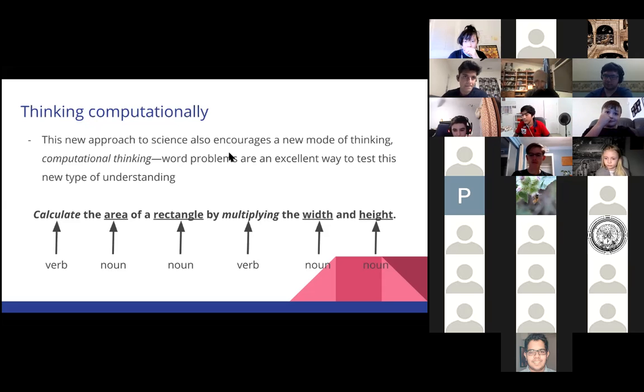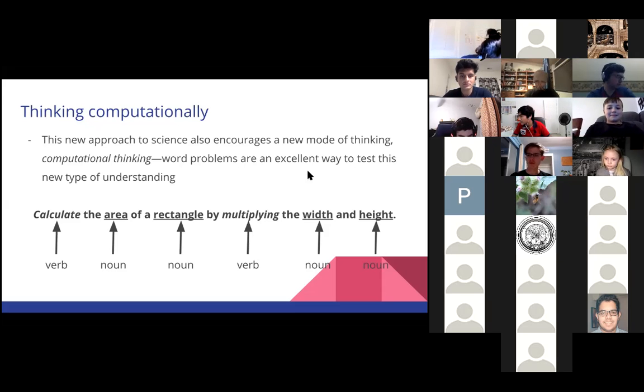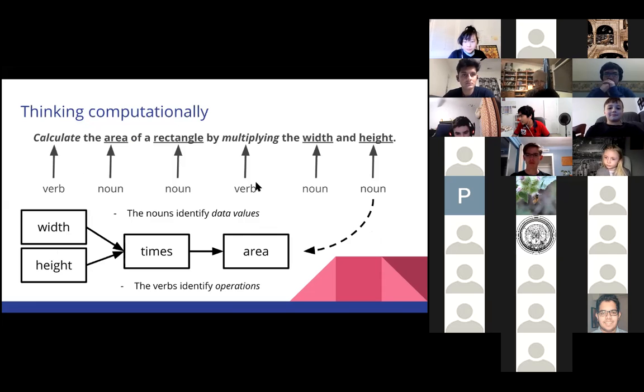So we can start by doing what a linguist might do and just thinking about those parts of speech. Calculate is a verb, area is a noun, rectangle is a noun, multiply is a verb, width is a noun, and height is a noun.